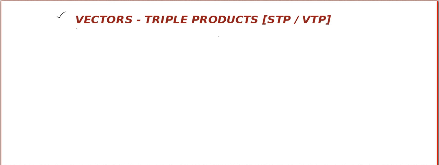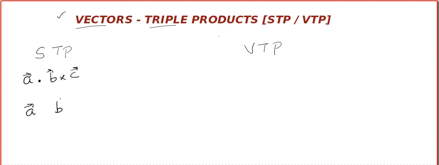So today we continue with the triple products. We have two triple products: one is the scalar triple product and another one is the vector triple product. In the last video I told you one trick. You write three vectors A, B, C, and put one dot and one cross according to your convenience. So we can write A dot B cross C or A cross B dot C. This will be called the scalar triple product because the output will be a scalar, a number.